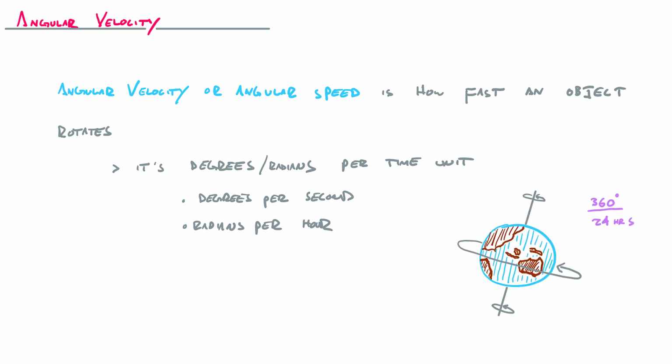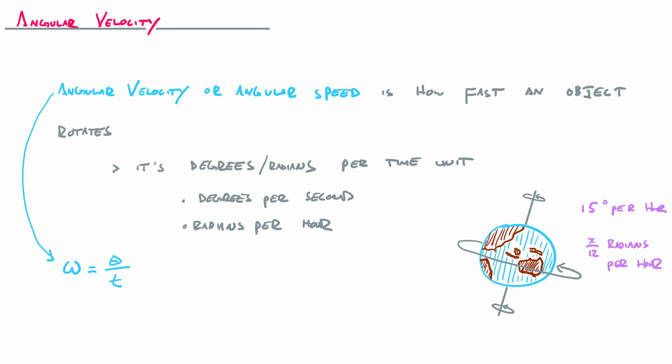Stuff like that. If you think about the Earth as an example, it spins 360 degrees in 24 hours, or if you find the unit ratio for that, then you get 15 degrees per hour, or in radians, that's pi over 12 radians per hour. Okay, that's the angular velocity of the Earth. That's how fast it's spinning.